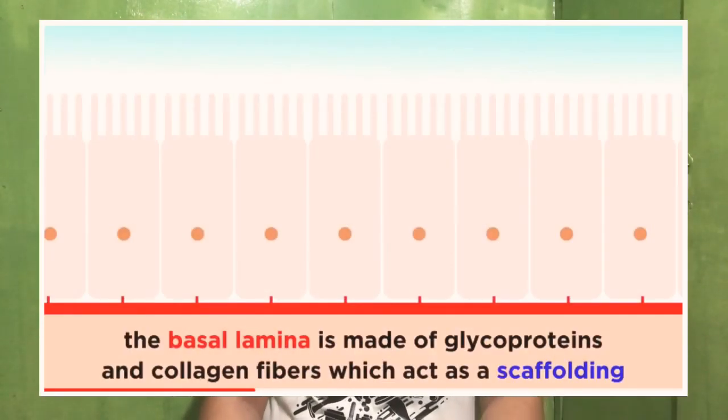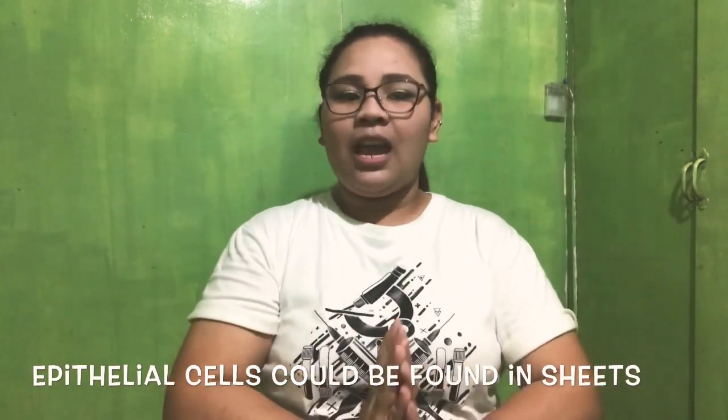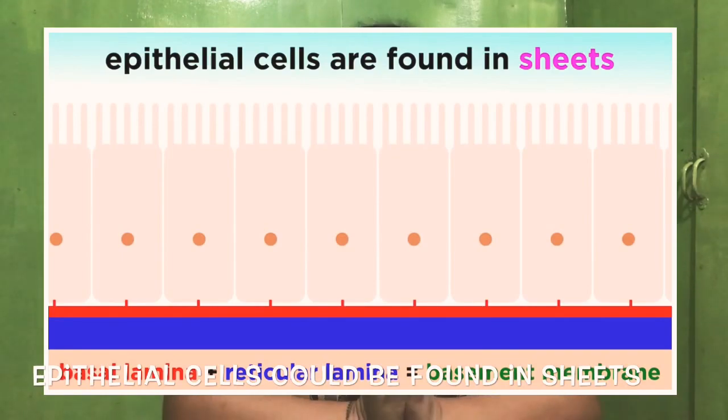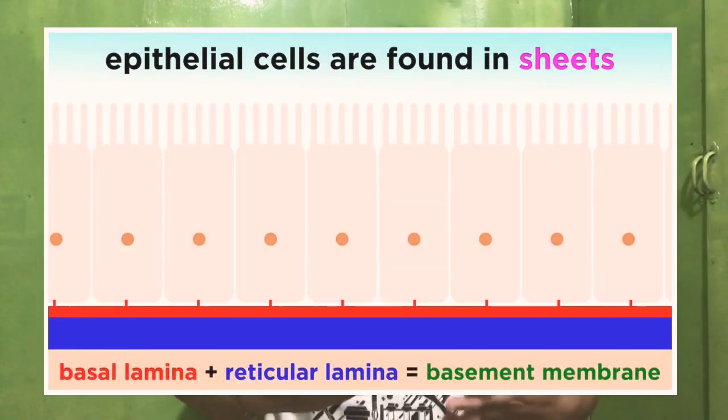On the other side, the basal surface of the cell is attached to something called the basal lamina, which is not made of cells but rather glycoprotein and collagen fiber, and acts as a kind of scaffolding. The reticular lamina plus the basal lamina, the two components together, form a basement membrane. Supported by this basement membrane, epithelial cells can be found in sheets right up next to each other.